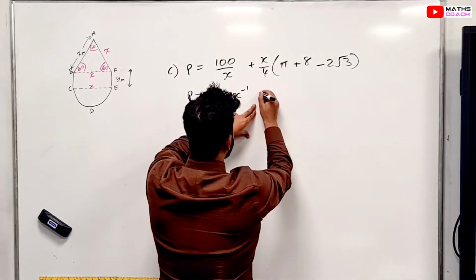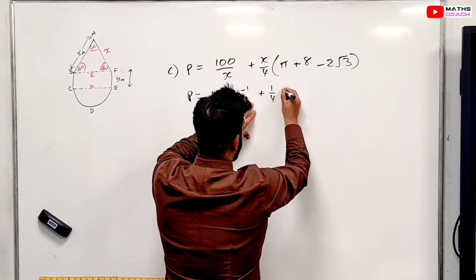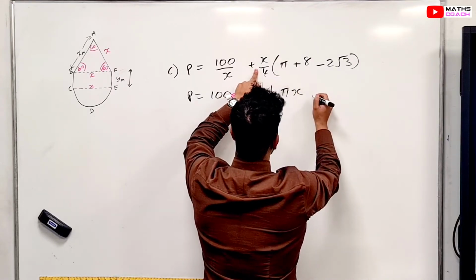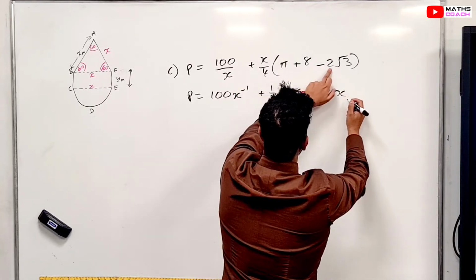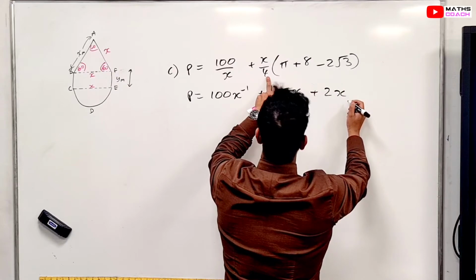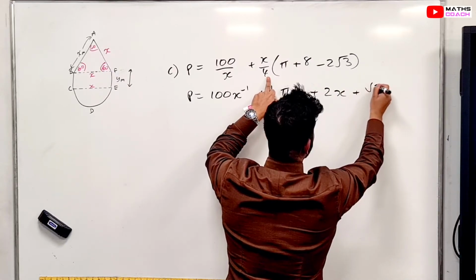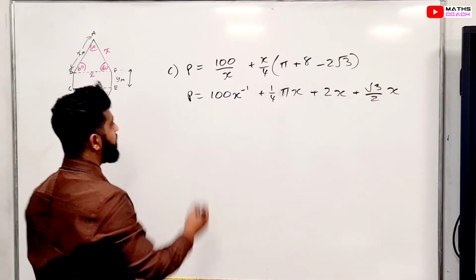We multiply this out, so we have 1/4 pi x. Let's write pi first, pi x. And then we have 8 over 4, which is 2, so plus 2x. And then 2 and the 4 will become a half, so plus a half, so root 3 over 2x. Okay, so this is what we're going to differentiate.